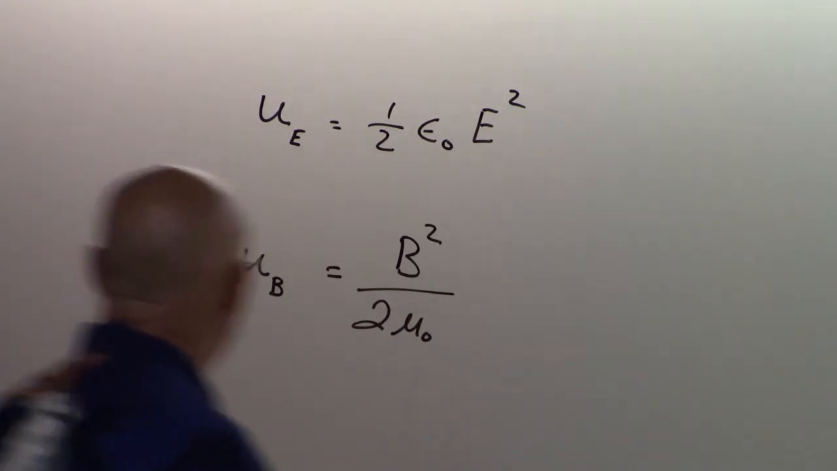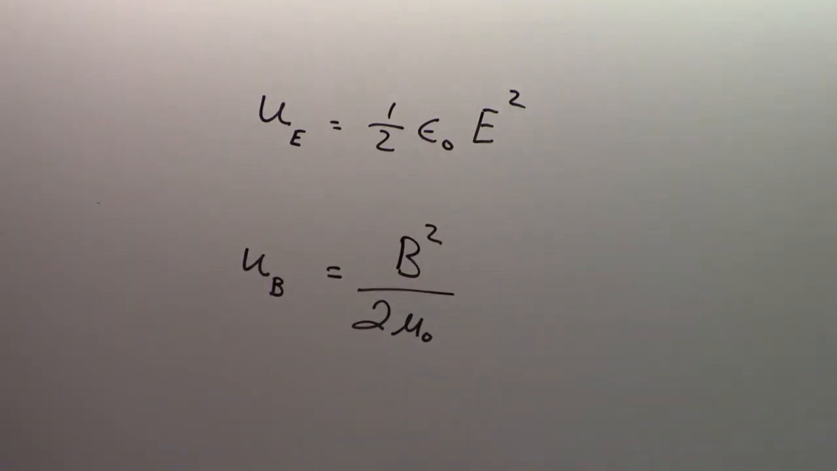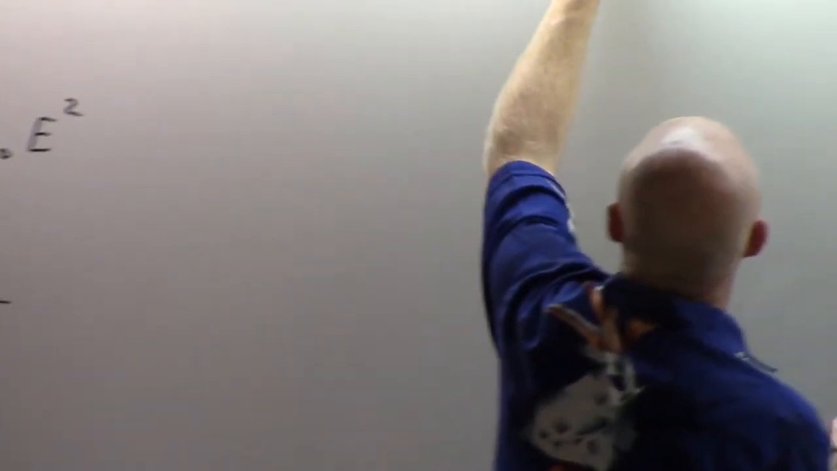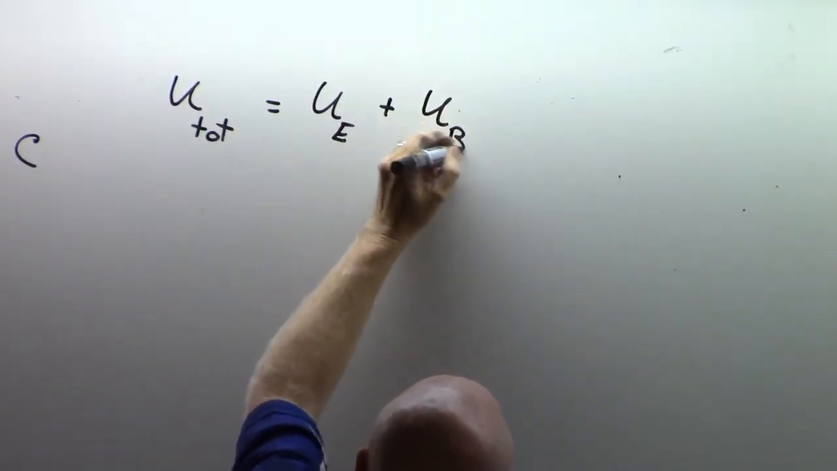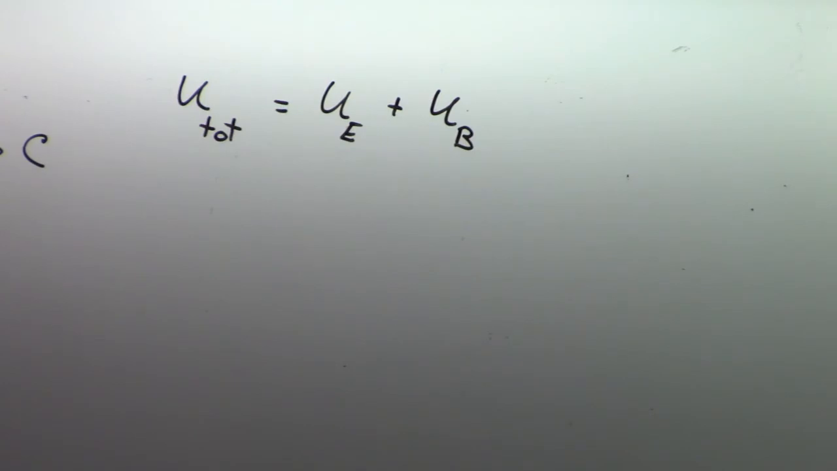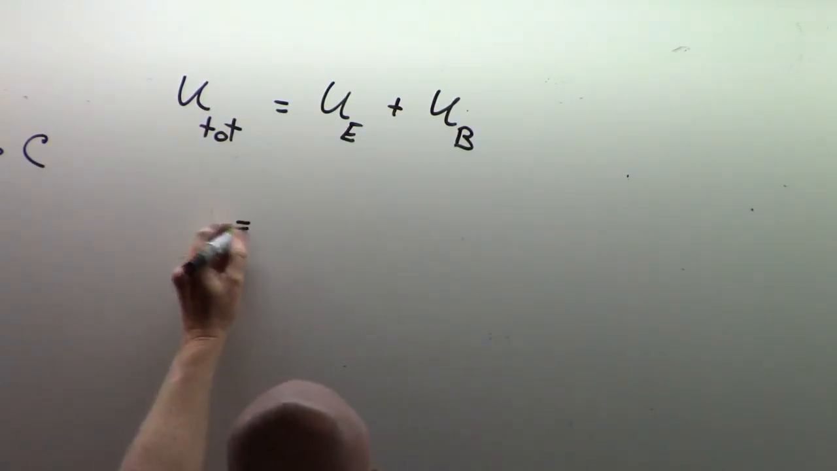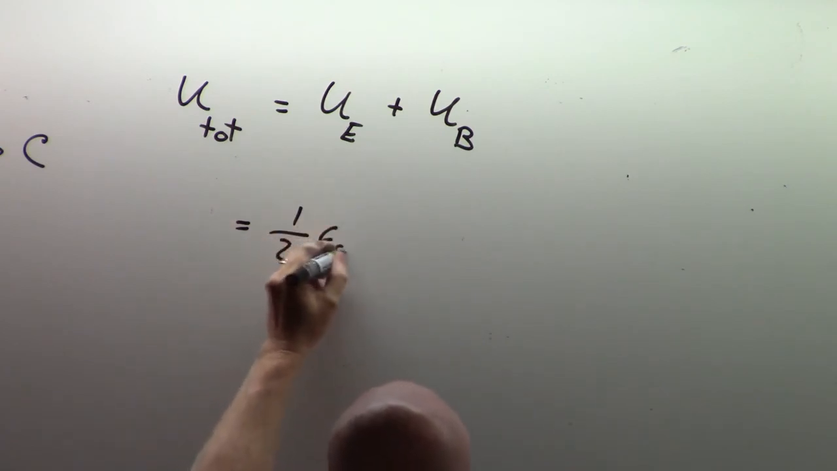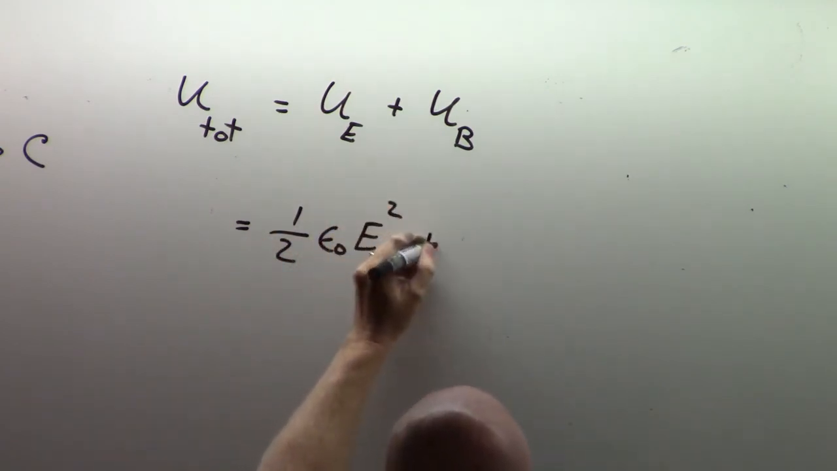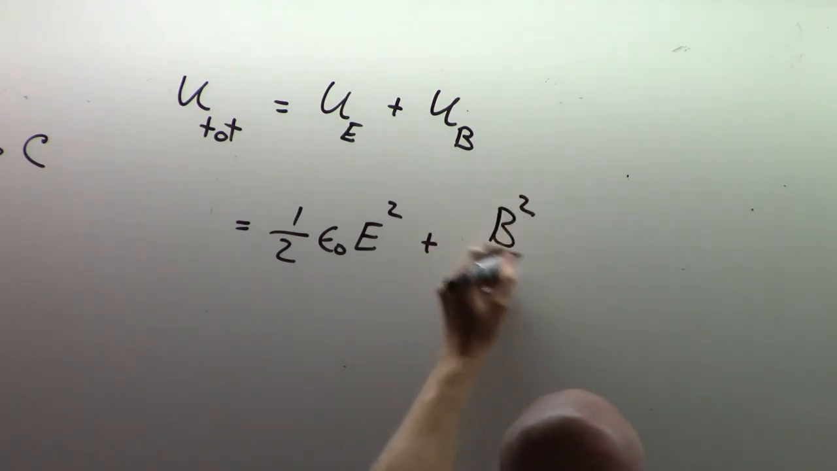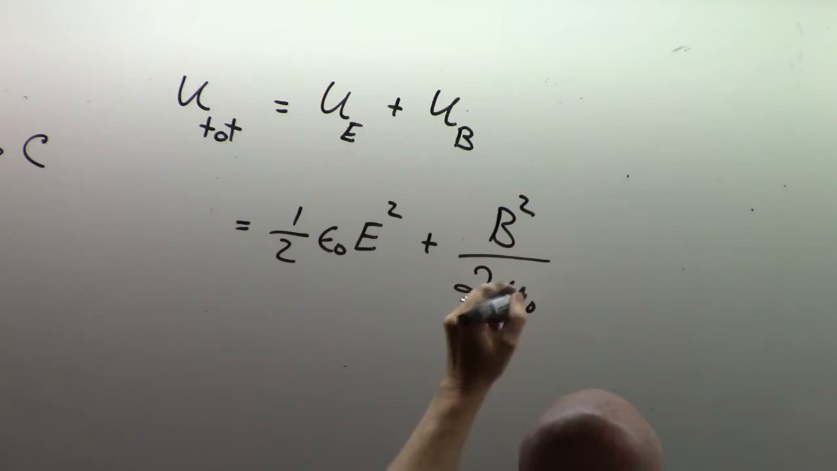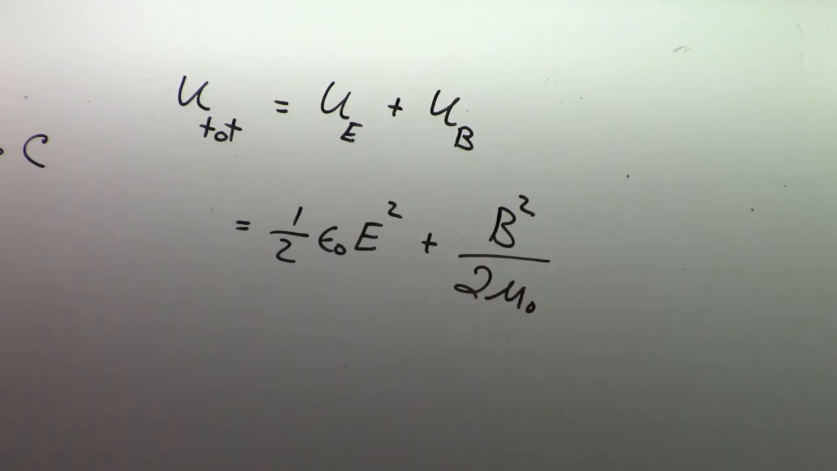And so I'm going to say that the total energy density, some of it is electrical, and some of it is magnetic. And so the electrical part would be 1/2 epsilon naught E squared. And the magnetic part would be B squared over 2 mu naught. Now, remember what I said a few moments ago.